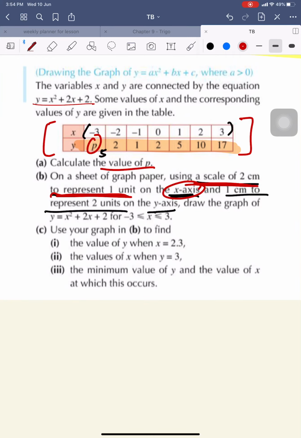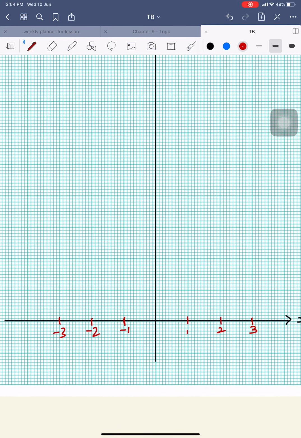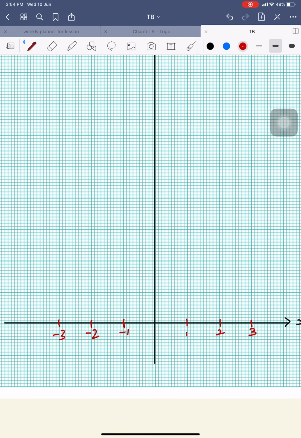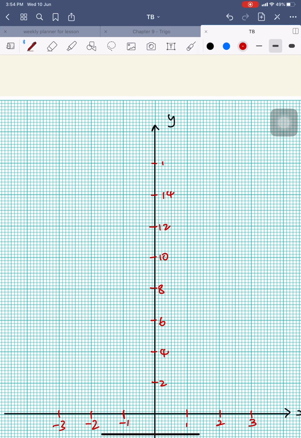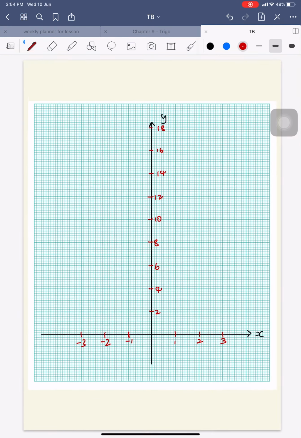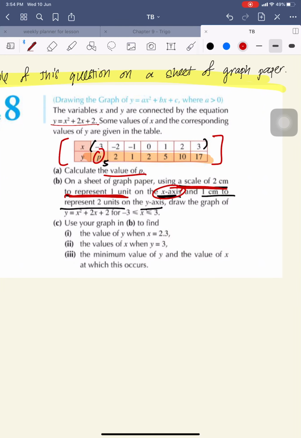Now next for my y-axis. The y-axis is 1 cm to 2 units. So every 1 cm I will label 2: 2, 4, 6, 8, 10, 12, 14, 16, 18. Now I have my x and y axis, I have my scale. Next is to plot the points. So how to plot the points?